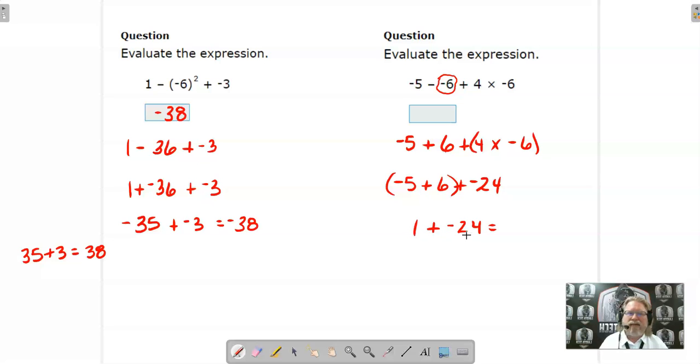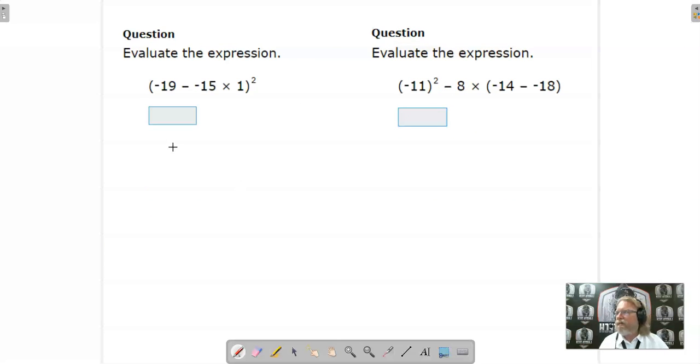And here we are again. We're adding a positive and a negative number together. So let's go ahead and subtract them instead. 24 minus 1 is 23. And the -24 has a greater absolute value than the +1. So we're going to use the same sign as the one with the greatest absolute value. So it's -23.